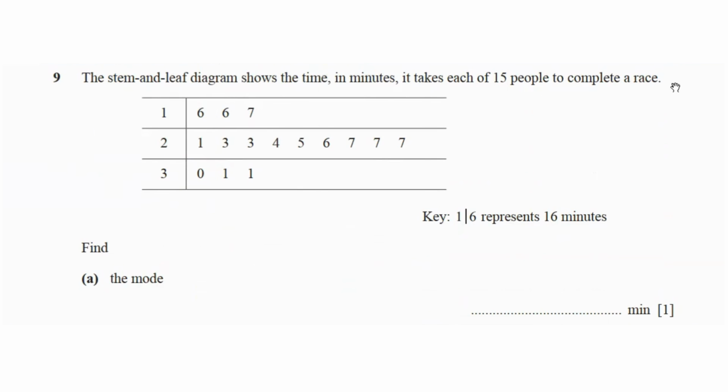Question number 9 says the stem and leaf diagram shows the time in minutes it takes each of 15 people to complete a race. Find the mode. The key represents numbers on the left hand side as the tens and the numbers on the right hand side as the units. So mode is the highest frequency. If you look over here, the highest frequency is 27.